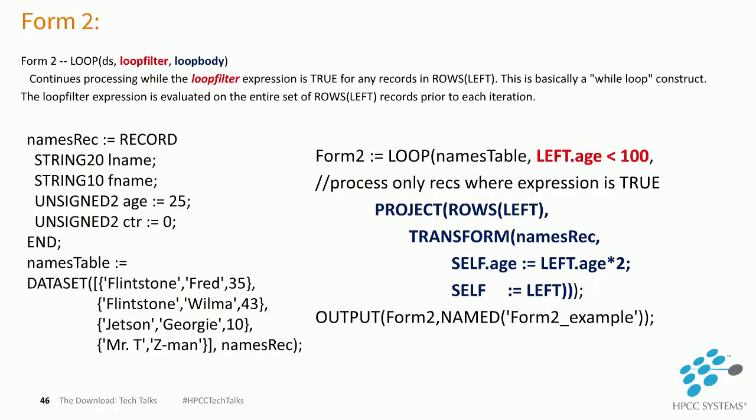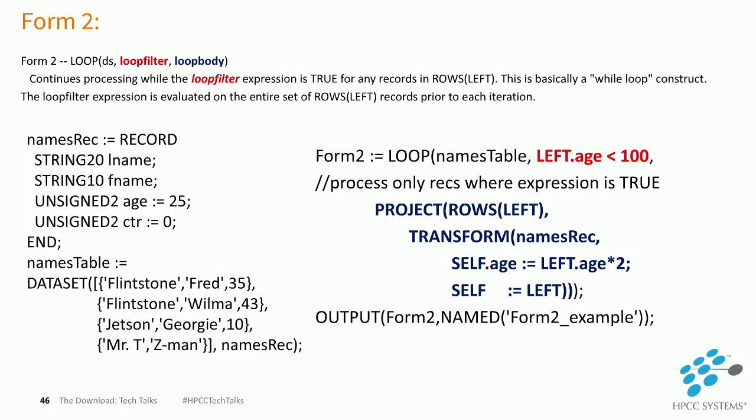Form number 2 now introduces a loop filter. What is a loop filter? Well, the loop filter will continue processing while it's true for any records that are getting passed to the loop body. So what happens is you start to reduce as you are running successive iterations of the loop, and fewer records get passed to the loop body.